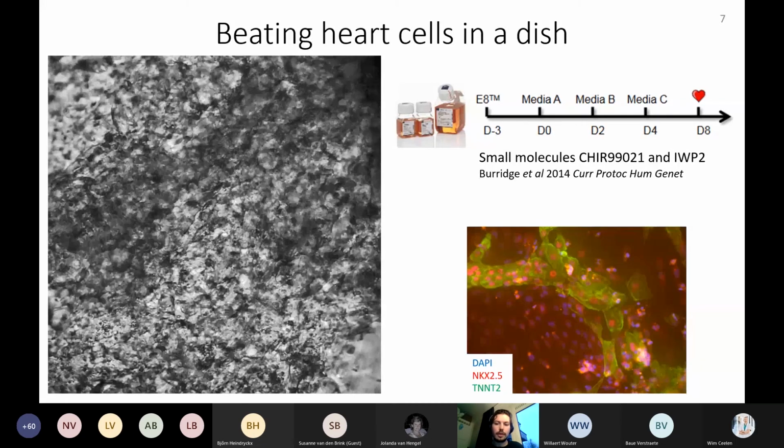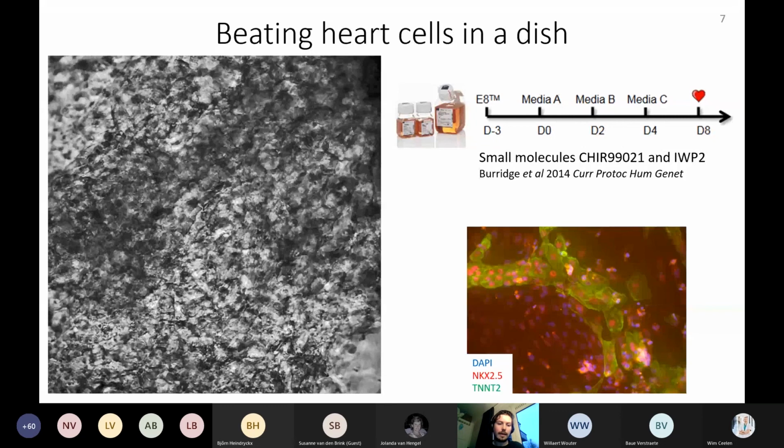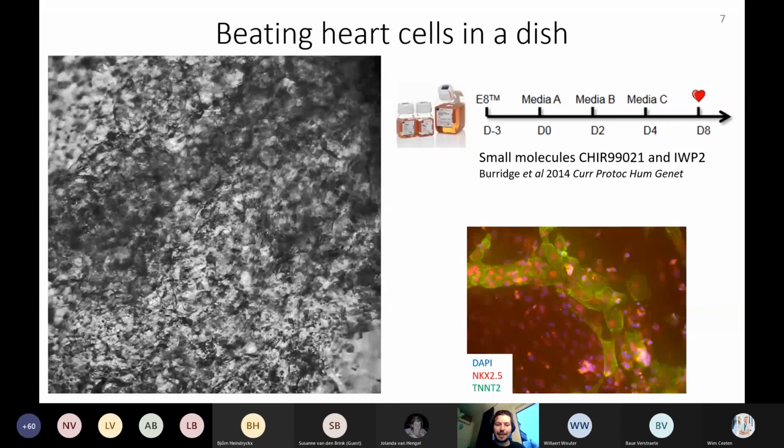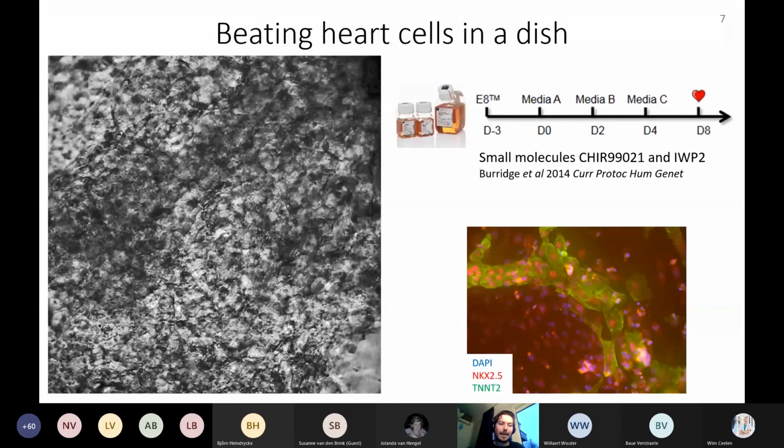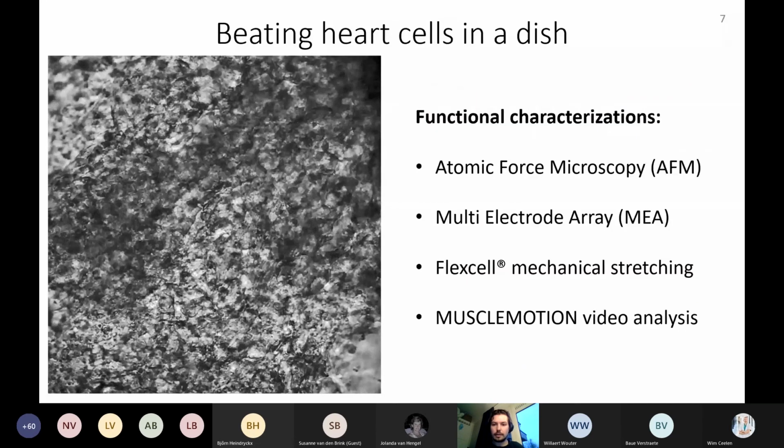We optimized different protocols to obtain cardiomyocytes. We are now mainly using a small molecule method. On the left, I'm hoping that the videos are working, so I hope the internet connection will be sufficient. We see these beating heart cells in a dish, and this is forming the starting material for our analysis. Last year, we were able to make a first publication about the first in vitro cardiac model for Marfan syndrome, and we did many analyses. I will show a couple of the functional characterizations that we performed: the atomic force microscopy, the multi-electrode array, the flex cell, and the muscle motion analysis.